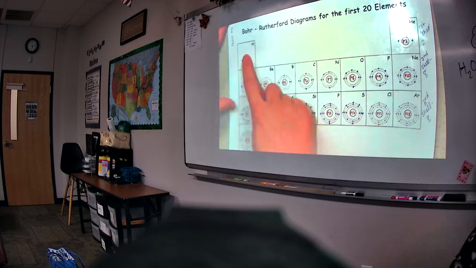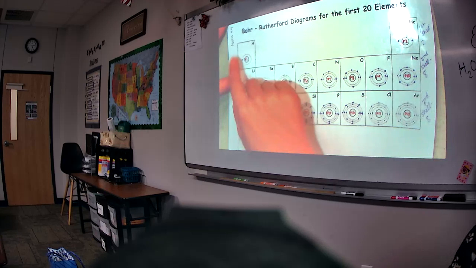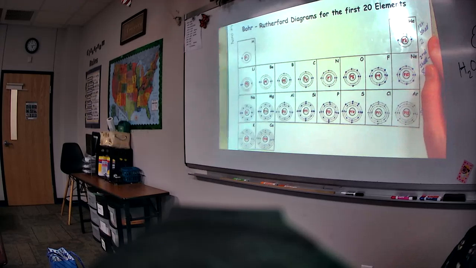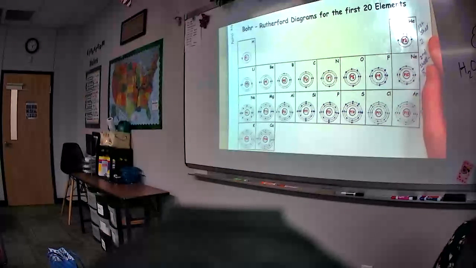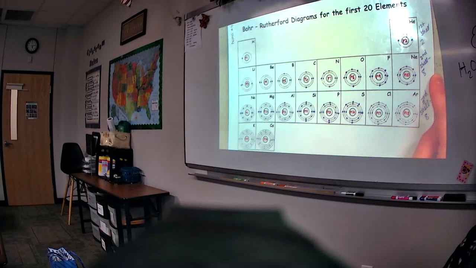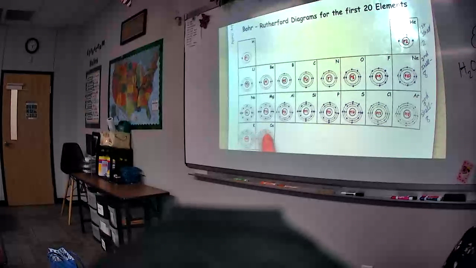How many shells are there for all the elements in row 1? One. Just one shell. How many shells for row 2? 2. Row 3? 3. Row 4? 4. Good. Question: why do we stop at calcium? Why do we stop at number 20? Raise your hand. Sophie, why?